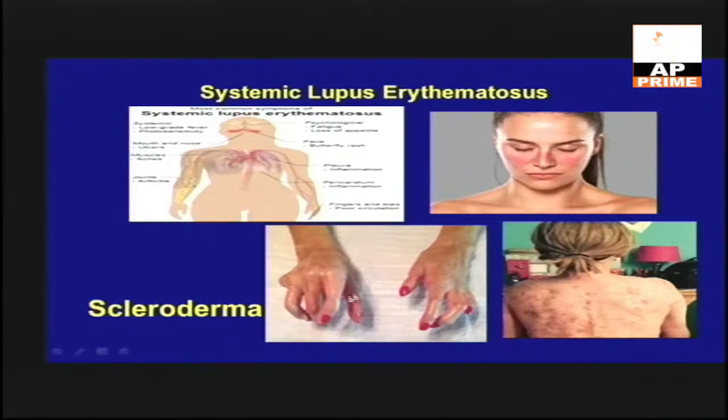And the second one is scleroderma. So here you can see the sclerodactyly, where the fingers become very stiffened due to the increased production of collagen, and here the rash is all over the skin. These are very serious symptoms that appear in these two systemic autoimmune diseases.